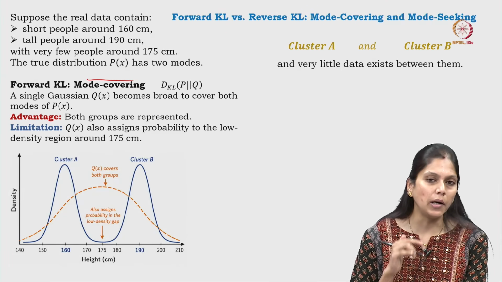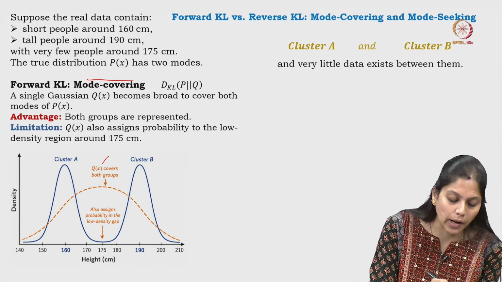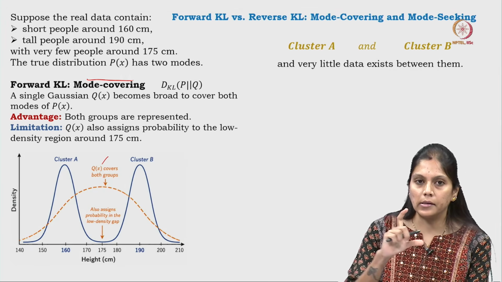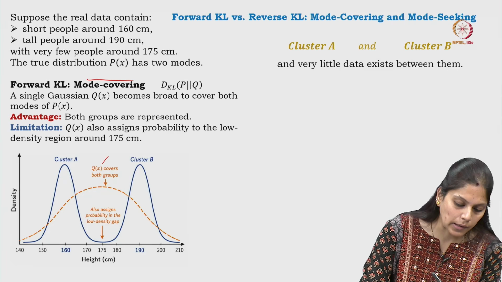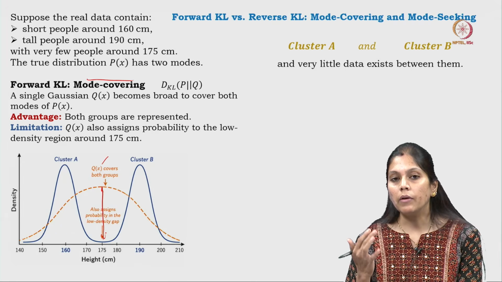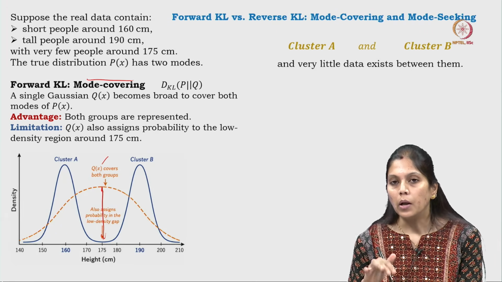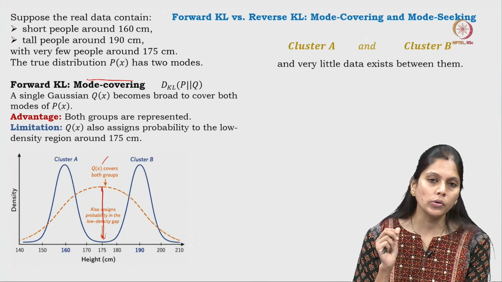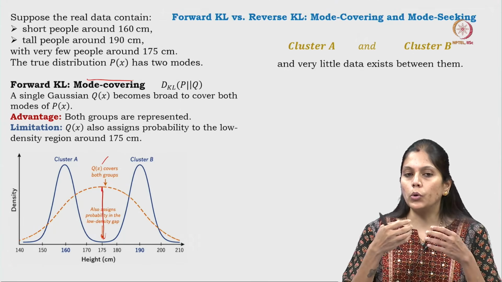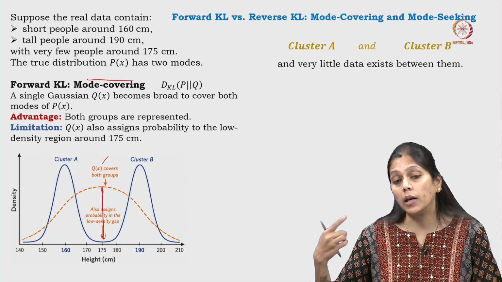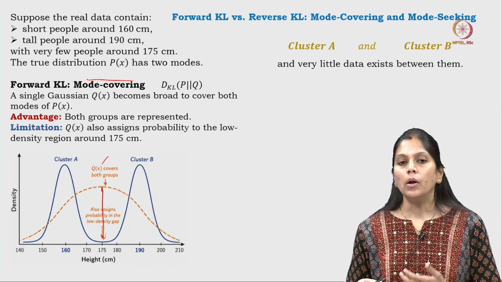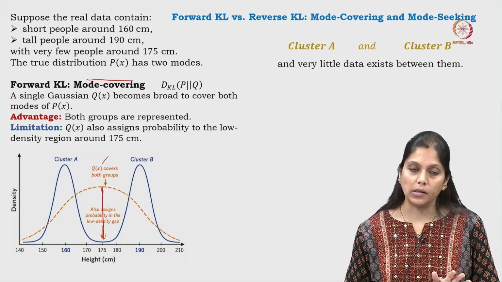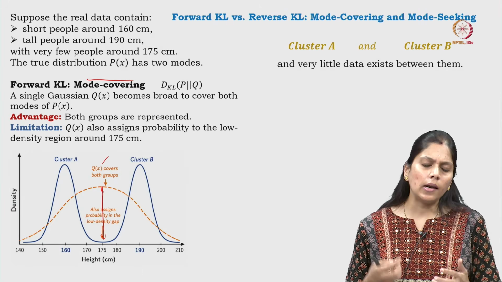But what exactly is the limitation here? Look at the Q of X very carefully and look at where it has the maximum probability. The maximum probability is here. It assigns the probability to this 175, which means even for a low density region, meaning we have very few samples of 175, because you are spreading that Q very broadly with the intention that it has to cover both, it is going to generate samples which are more of that 175 centimeters. But ideally we have very few such samples.